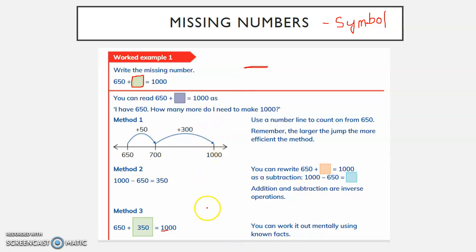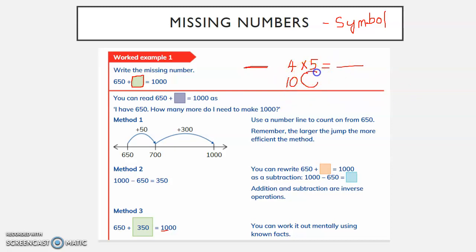You can use any of these methods, and then you can find the missing numbers. Here the addend has been given as missing. It is not always necessary that this is the missing number. They may give 4 into 5 is equal to a box. Or else it can be 10, a box, 2 is equal to 5.